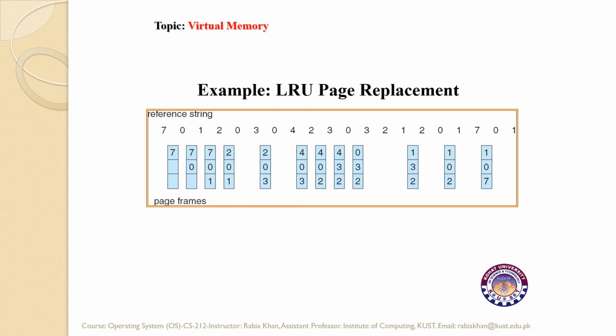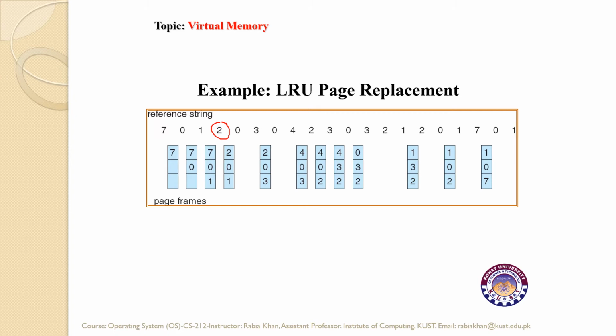Another example for least recently used is in front of you for your better understanding. As you can see, the first 3 pages are loaded in the 3 frames here. So the next reference page is page number 2. Since page number 2 is not already present, we have to create space for it, and for this we have to make a look back.